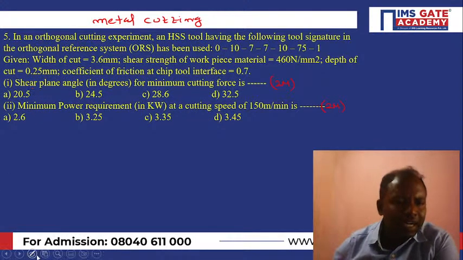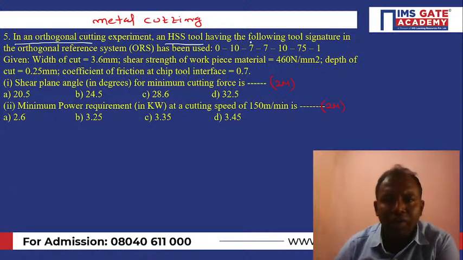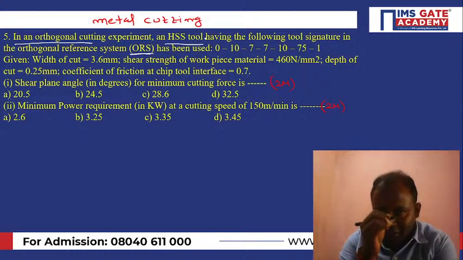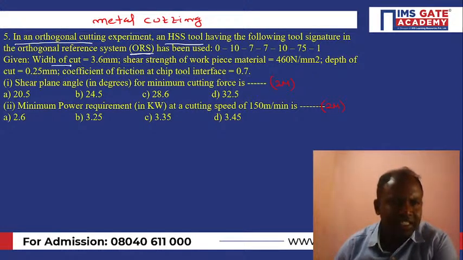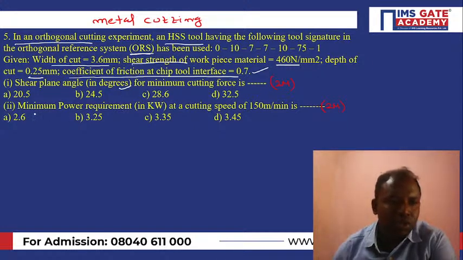Now let us see that problem. In an orthogonal cutting experiment, an HSS tool has the following tool signature in the orthogonal reference system, that means the ORS system is given. Given width of cut is 3.6 mm, shear strength of the workpiece metal is 460 Newton per mm square, depth of cut is 0.25 mm, and coefficient of friction at the chip tool interface is 0.7. What we have to find: the shear plane angle in degrees and also the minimum power requirement. So note this point, minimum power requirement: for the minimum cutting energy criteria, you have to consider.